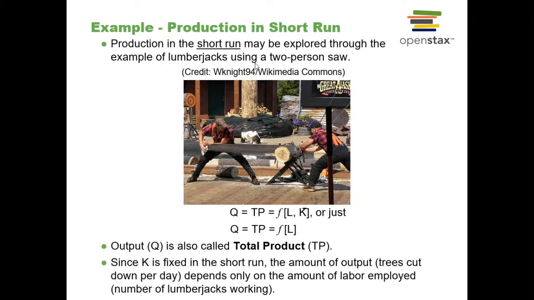So an example of short-run production might be, in this case, lumberjacks. Output, or what's sometimes called total product, is going to be a function of the labor and the capital that goes in. But capital is fixed. We only have, say, one saw. So we're going to really be talking about adding more people.